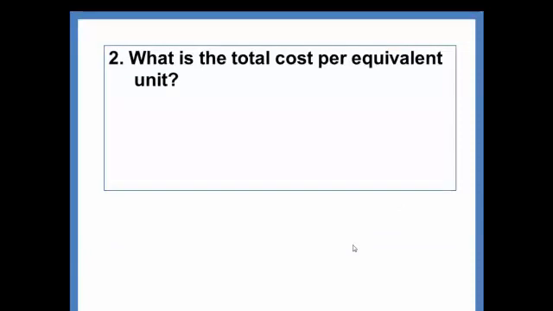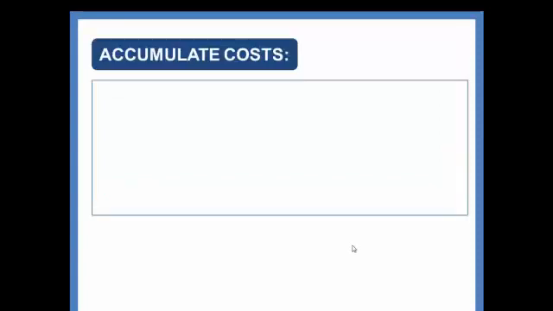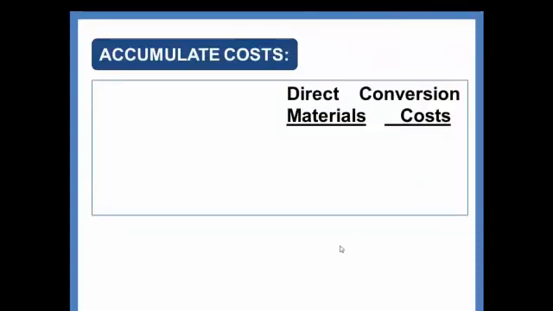Second, we're asked to compute the total cost per equivalent unit. Now we've gotten the calculation for equivalent units, so what we need to begin with is figure out what will be in our numerator, or costs. When you use the weighted average method, you're going to need to set up two columns, one for direct materials and one for conversion costs. In this example, there is one percentage completion as to materials and another percentage completion as to labor and overhead. This is why we need two columns.